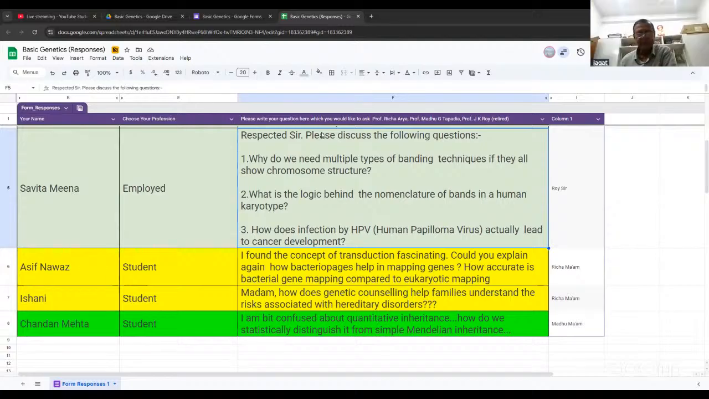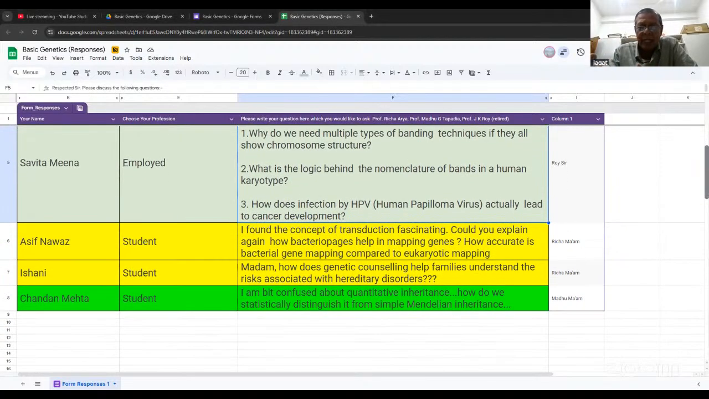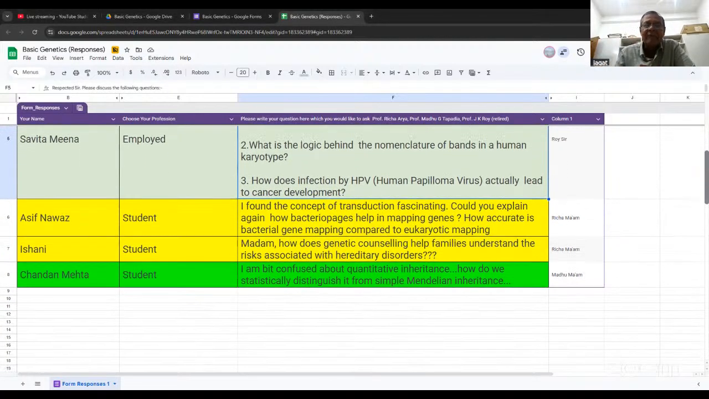Yes. The question is, what is the logic behind the nomenclature of bands in a human karyotype? The nomenclature is like this: a chromosome has been subdivided into different regions because you have the chromosome in the form of G banded.